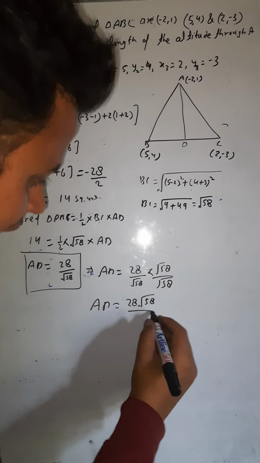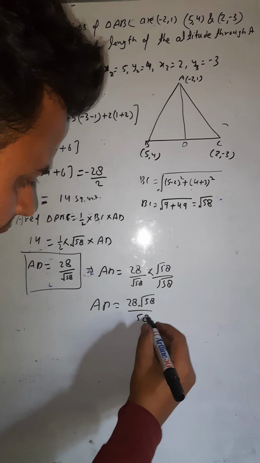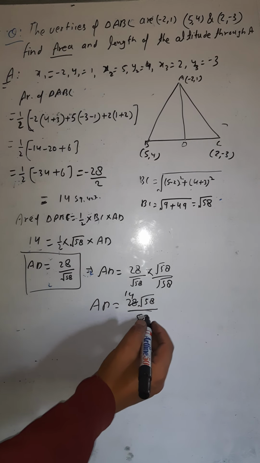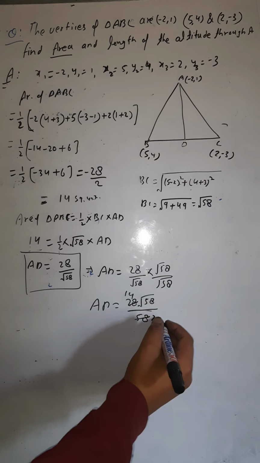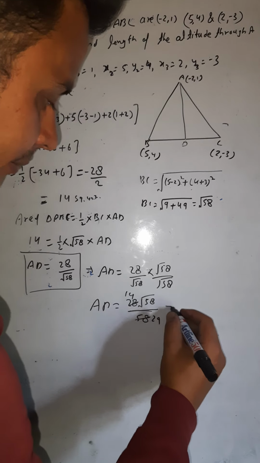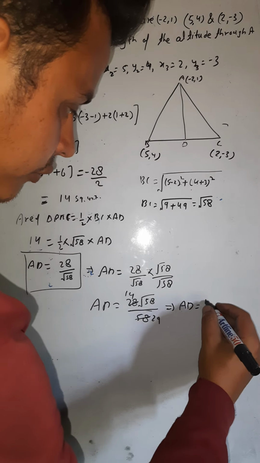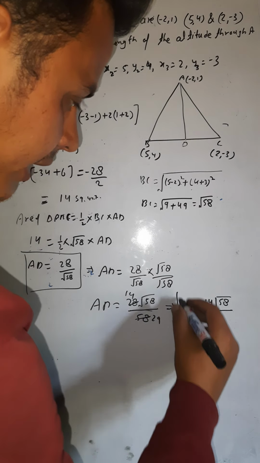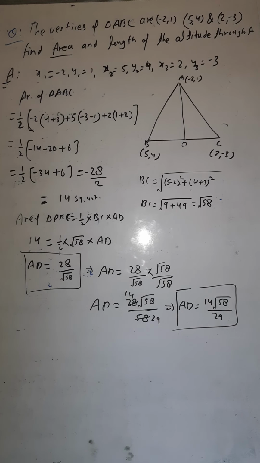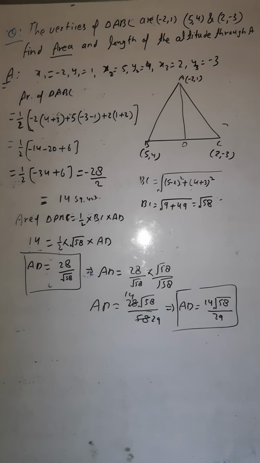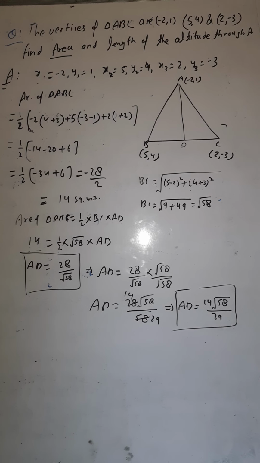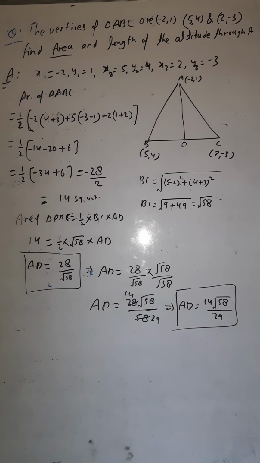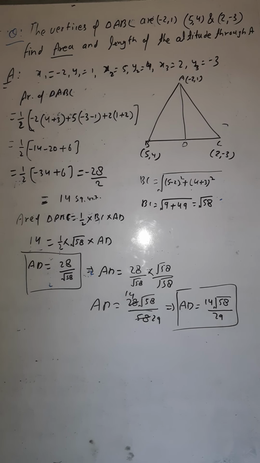divided by root 58 into root 58, which would be 58 only. You can cut these values by 2: 14 times, and 2 2s are 4, 2 9s are 29. So from here you have the answer, that AD is equal to 14 under root 58 divided by 29. This would be the length of the altitude. So this is how we find the given altitude. Now we would move towards the next question.